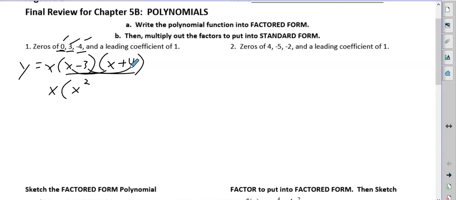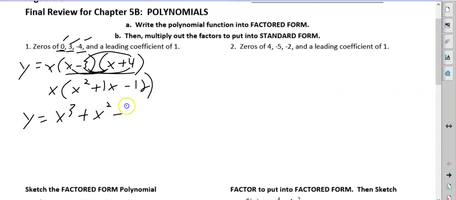Going to be plus 4x. Inside minus 3x, so 4x minus 3x is 1x. And last is negative 12. Now I'm just going to distribute the x throughout and get x cubed plus x squared minus 12x. Notice how it has a lead coefficient of 1. If it would have had, say, a 5, we would just pop a 5 right there in front. That's it.